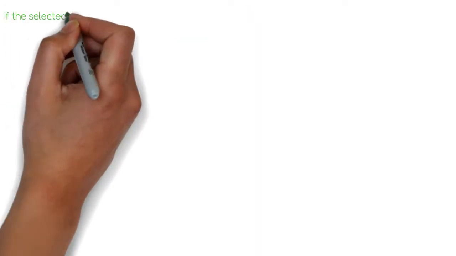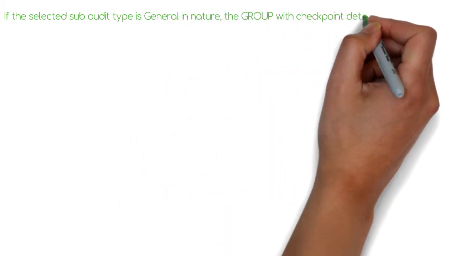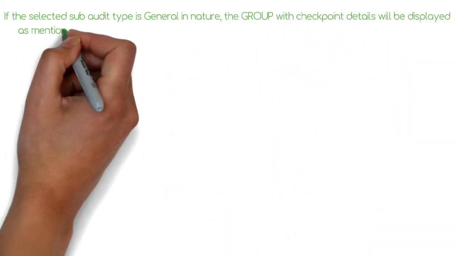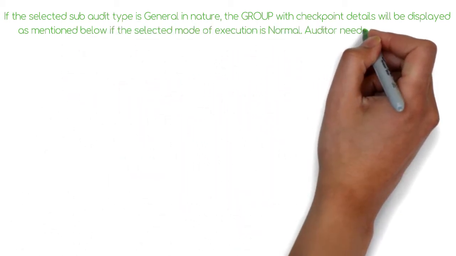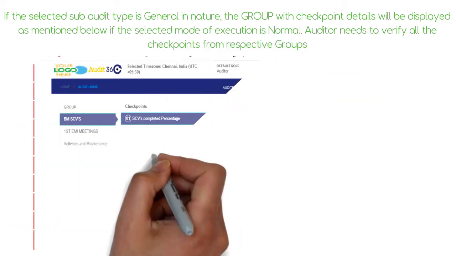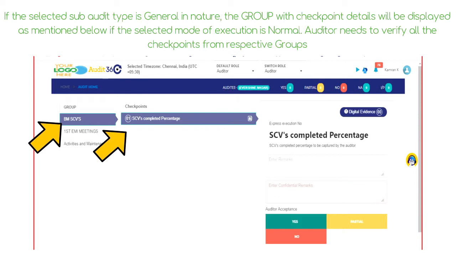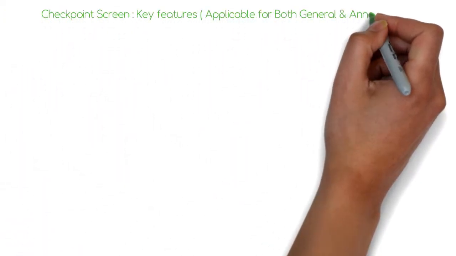If the selected sub-audit type is general in nature, the group with checkpoint details will be displayed as mentioned below, if the selected mode of execution is normal. The auditor needs to verify all the checkpoints from the respective groups. Checkpoint screen key features, applicable for both general and annexure types.